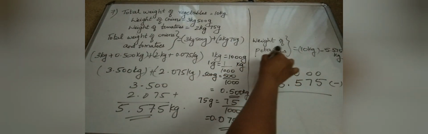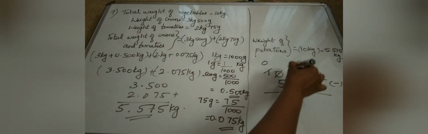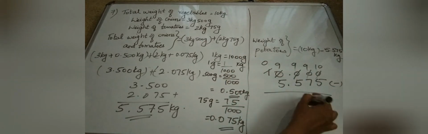Now subtract them. From 0 you can't subtract 5, so from this 0 we have to regroup. From this 0 also we can't regroup, so go to the next number. There also you have 0. Again the next place also 0. So from this 1 we have to regroup. This 1 becomes 0, and this becomes 9, this also becomes 9, this also becomes 9, and this 0 becomes 10. Okay children, now 10 minus 5 is 5. 9 minus 7 is 2. 9 minus 5 is 4. Again 9 minus 5 is 4.